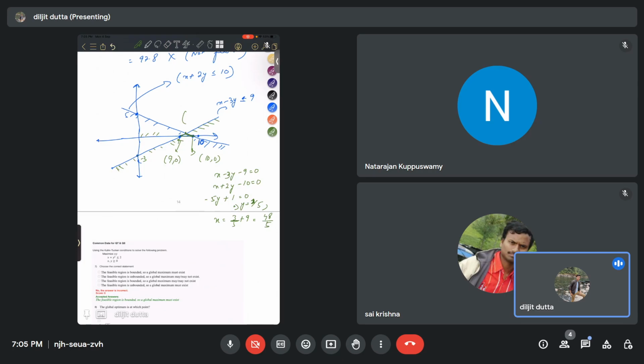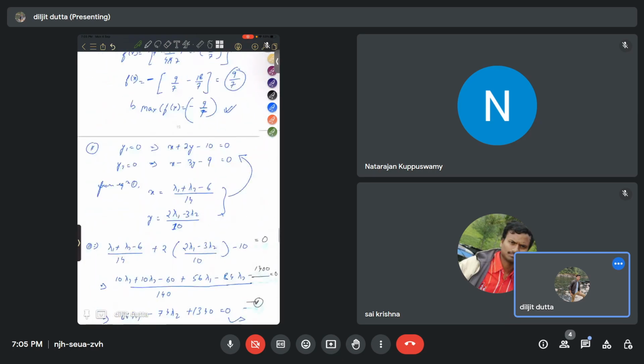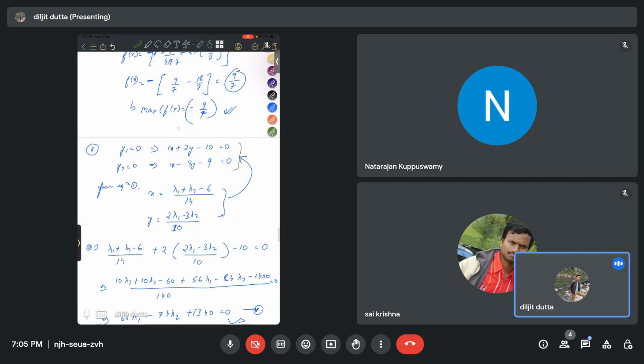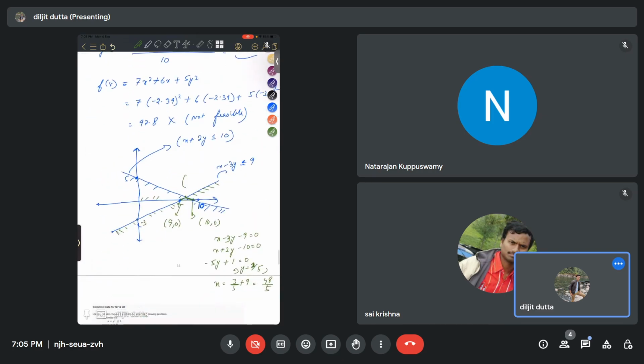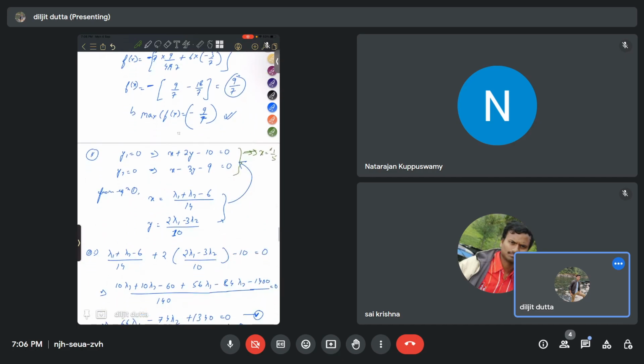So this is 48 by 5. This similar thing we can do here also. Instead of substituting in these equations, we can similarly solve this. So here if we solve, we will get y equals 1 by 5 and x equals 48 by 5. So x equals 48 by 5, y equals 1 by 5. We solve the constraint equations.